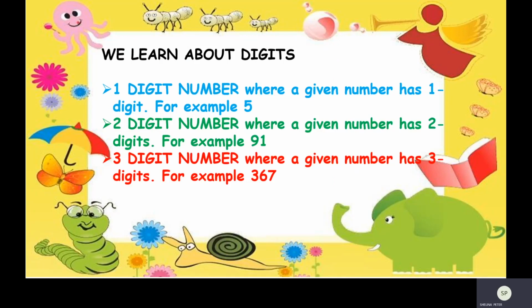We learn about digits. One digit number where a given number has one digit, for example, the number 5. It's a one digit number. Two-digit number where a given number has two digits, for example, 91. Three-digit number where a given number has three digits, for example, 367. So I hope you all remember that we first wrote the numbers in different boxes and then we find out which number has how many digits.